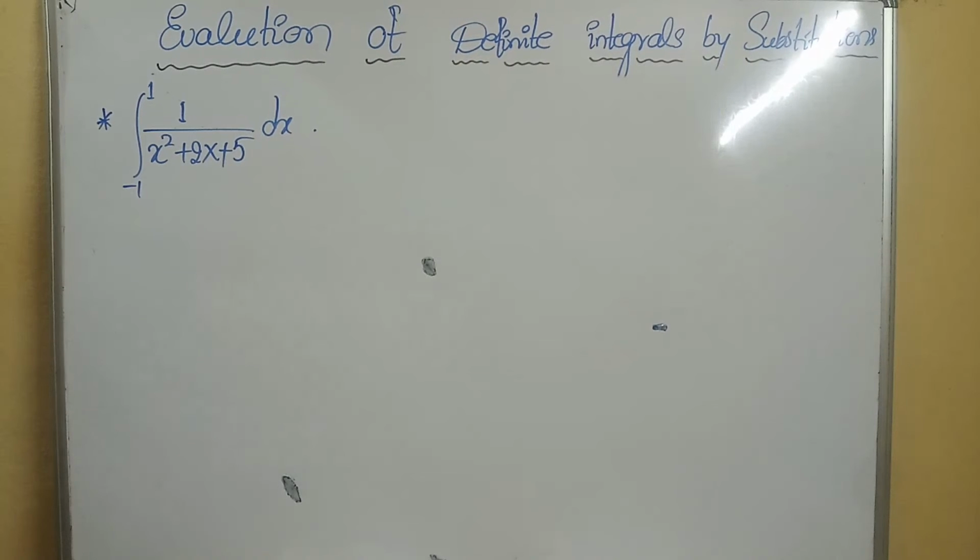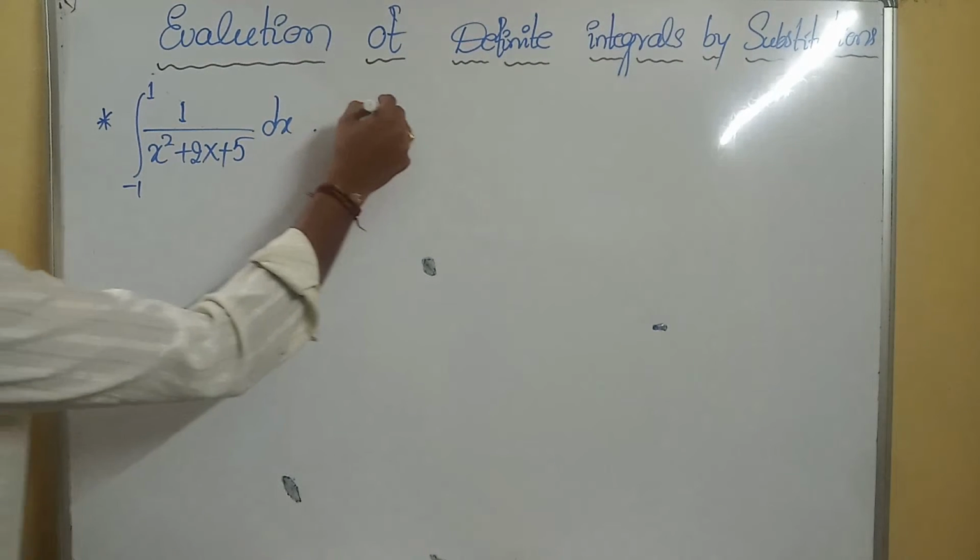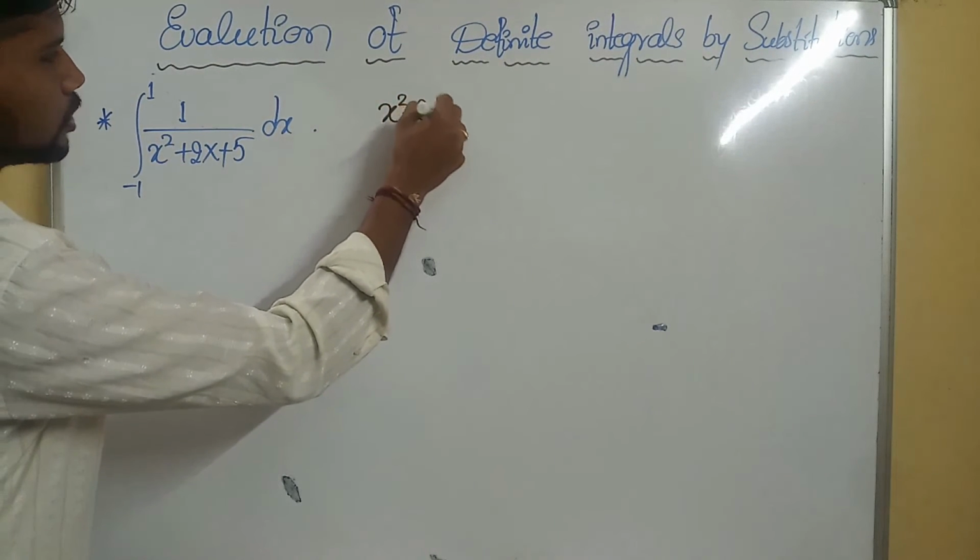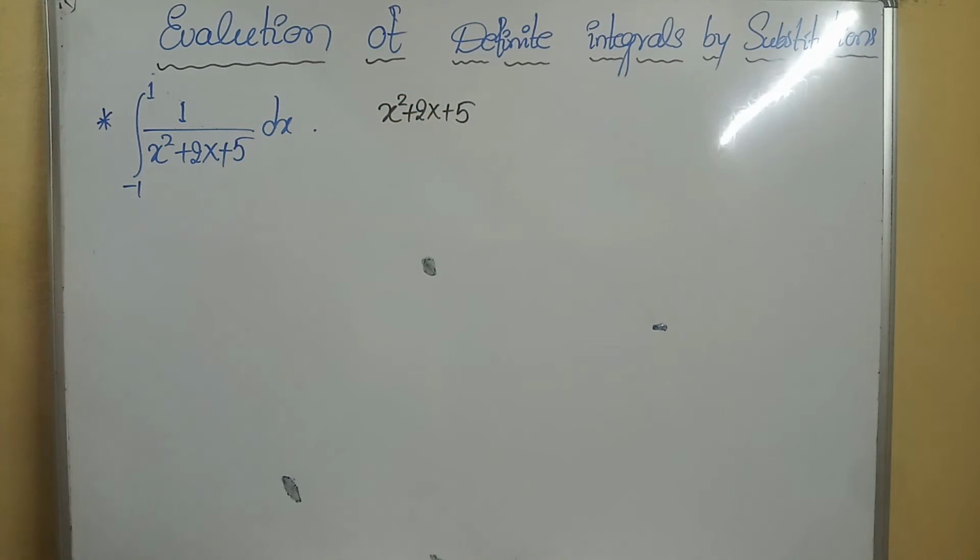Observe the next example. It is a very simple example: x square plus 2x plus 5. This is a quadratic expression. Okay, got it?